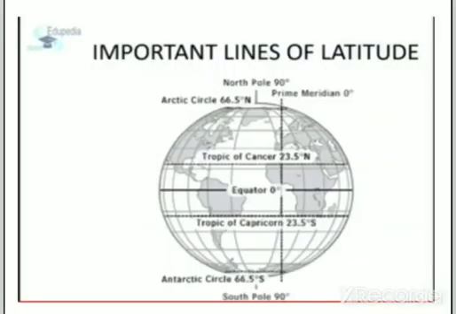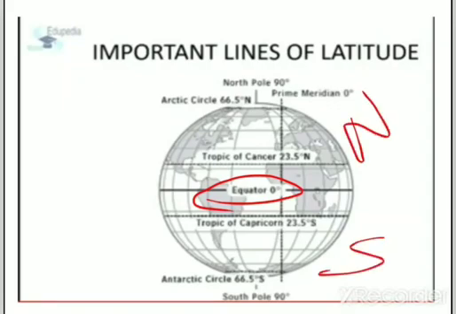Next we'll see the important lines of latitude. The first one is the equator, that runs at 0 degree. It is an imaginary line running from east to west through the center of the earth. Thus, it divides the earth into two equal halves, the northern hemisphere and the southern hemisphere respectively.